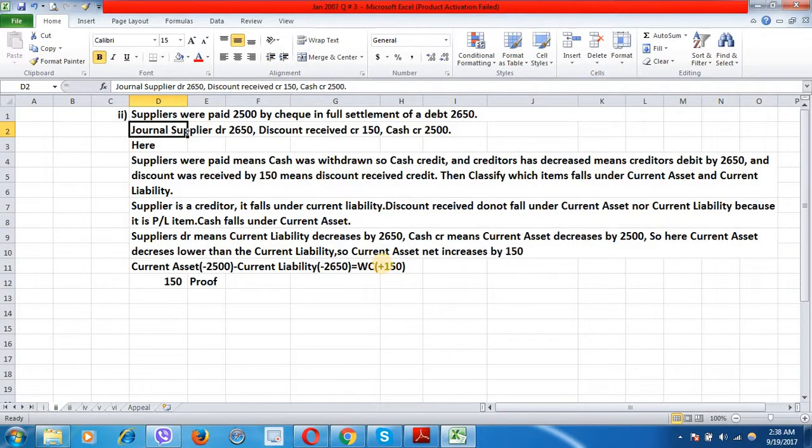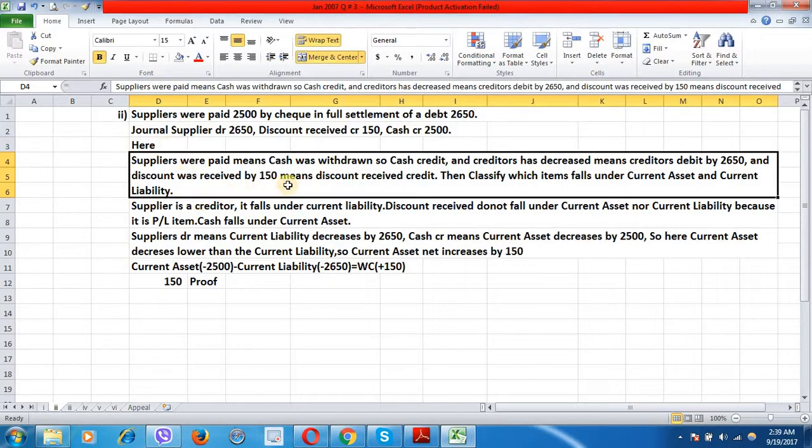The second one is suppliers were paid 2,500 by check in full settlement of a debt of 2,650. The journal will be suppliers debit 2,650, discount received credit 150 and cash credit 2,500. Here suppliers were paid means cash was withdrawn, so cash credit, and creditors have decreased, and creditors decreased means creditors debit by 2,650, and discount was received by 150 means discount received credit by 150.